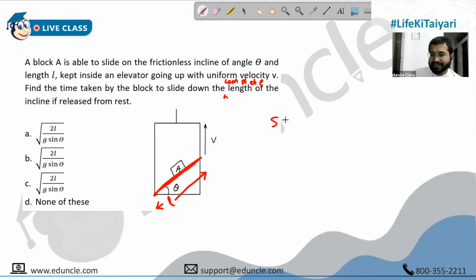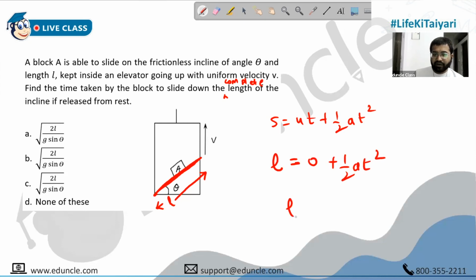So we know the formula, S is ut plus half at square. Correct? What is the distance traveled? L. L is the distance traveled. Initial velocity was 0. We want to find time, right? So plus half at square. So we have L is half at square. We have 2L upon A is T square. So we have T, which is under root of 2L by A.